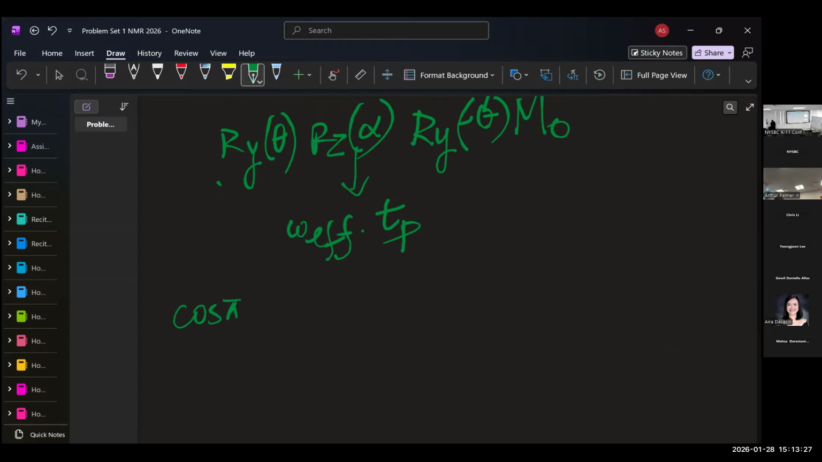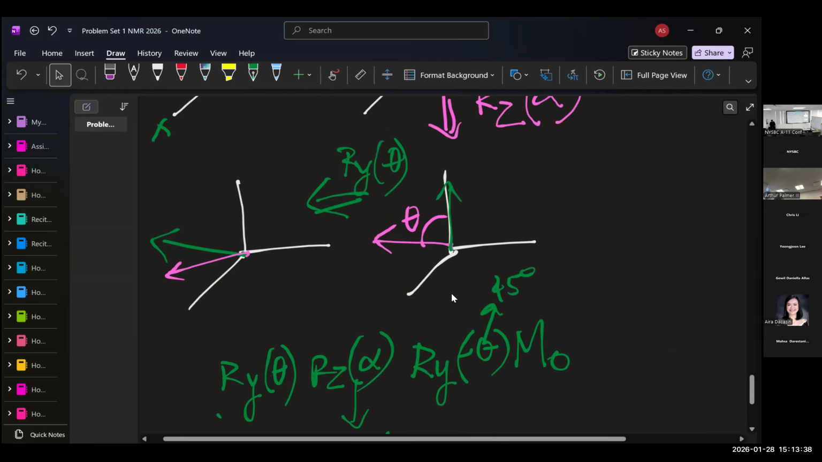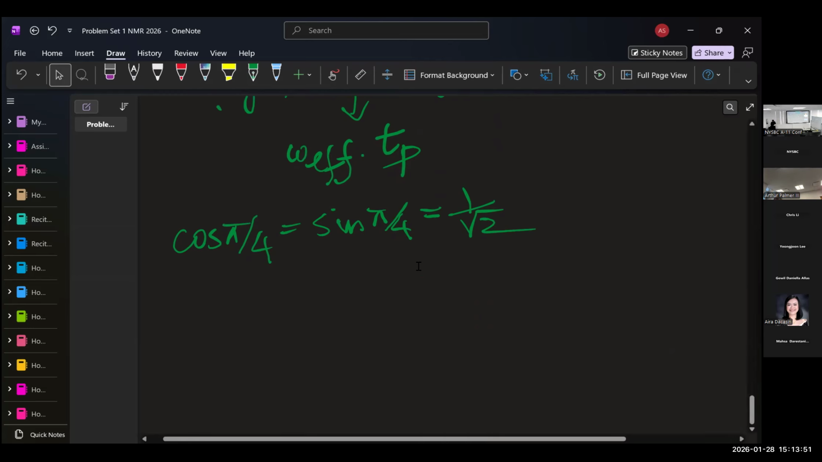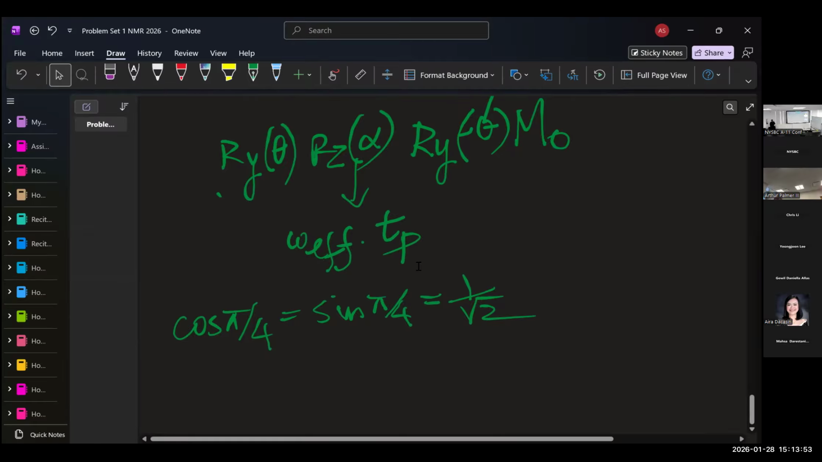Some useful things that you can use are that cosine and sine of 45 degrees are both 1 over square root of 2. So that gives you, if I get my sine right, so what I'm going to do is I'm going to do this step by step.